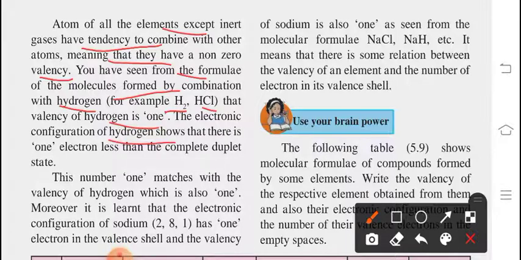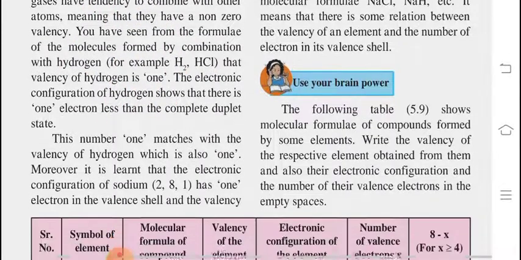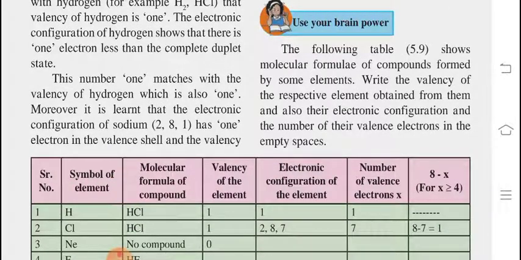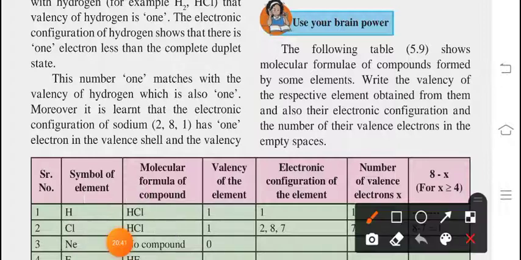The electronic configuration of hydrogen shows that there is 1 electron less than the complete duplet state. I have shown you the example for the same, so please don't get confused. If this paragraph comes in front of you, just consider the example of water. I have shown you the electronic configuration and formation of compounds with the elements. All these concepts I have cleared earlier. Just read this paragraph and keep the format I showed you in the previous notes. So this number 1 matches the valency of hydrogen, which is also 1.